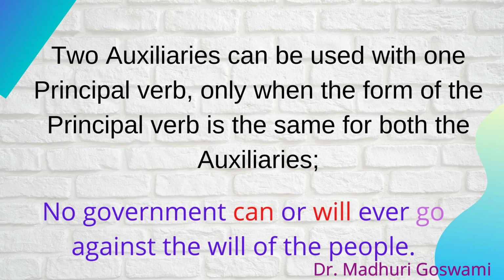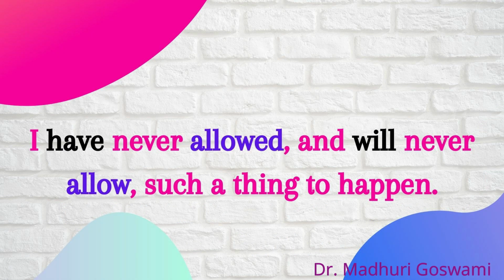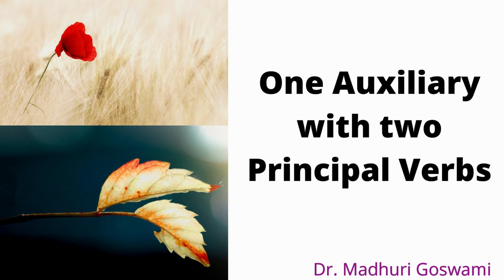If in a sentence two helping verbs are used and different forms of the main verb are used with each, in that case we don't use one principal verb with two auxiliary verbs. As we have seen in the second example, I have never allowed and will never allow such a thing to happen. So notice the main verb allow, we have used it twice and in different forms according to the helping verbs. Now let's take up the third point, and that is one auxiliary verb with two principal verbs.